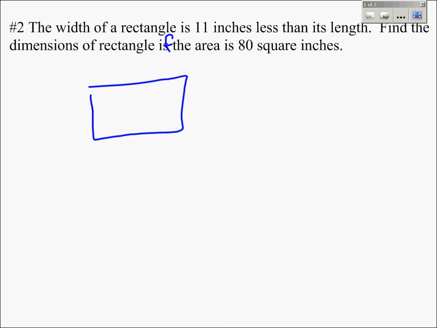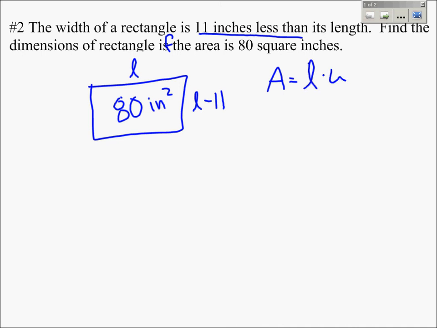Okay? So you're going to start with a picture. You have a rectangle. I'm going to call the length L, and the width is 11 inches less than, so that's L minus 11. And then I know that the area, or the inside, is 80 inches squared. How would you find the area? Well, the area of a rectangle equals the length times the width. Now I'm just going to plug in what I know. A is 80, the length was called L, and we called the width L minus 11. Now I need to start to solve for L.